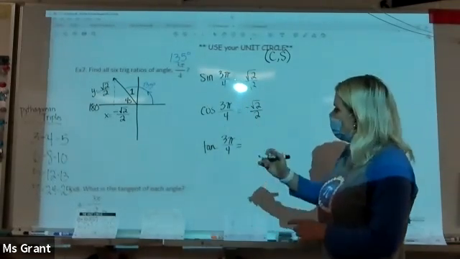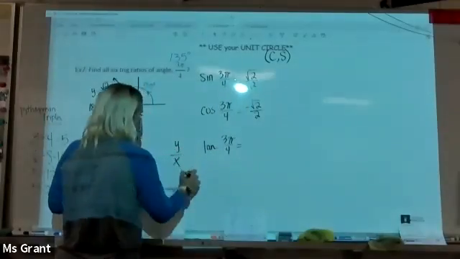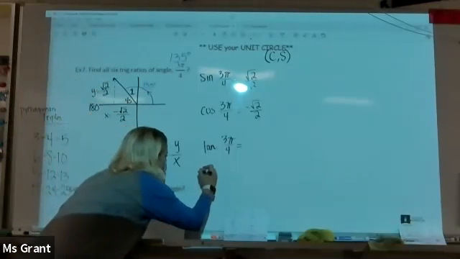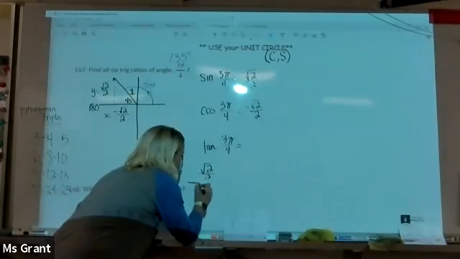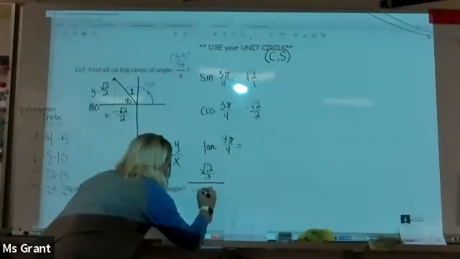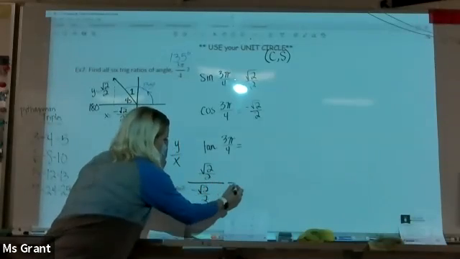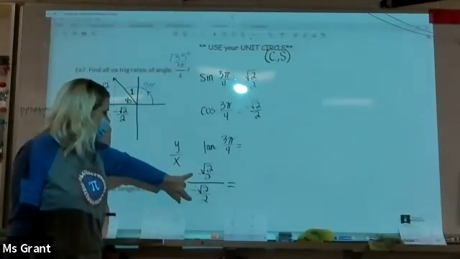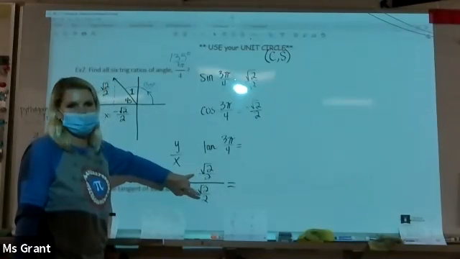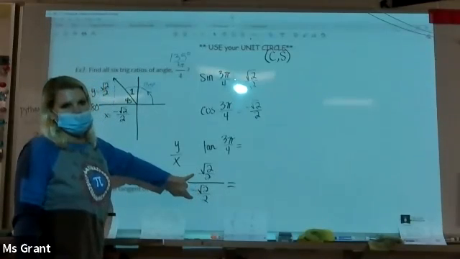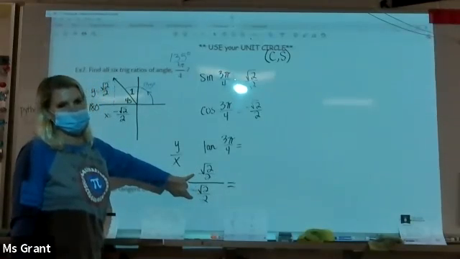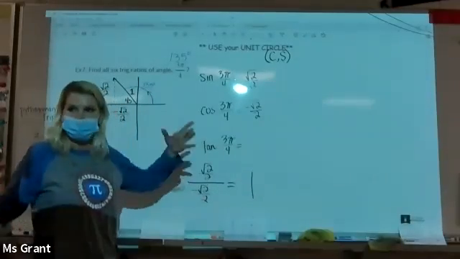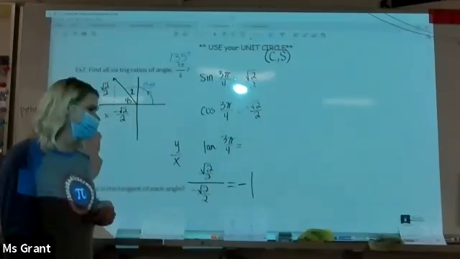Tangent, y over x, remember? Opposite over adjacent. Well, I have opposite, rad 2 over 2, over adjacent, negative rad 2 over 2. I have the same number on the numerator and the denominator. What does that mean? What's that value when you have the same thing in a fraction? 1. And so it's a 1. Then it's positive divided by negative. Negative 1. Good job.